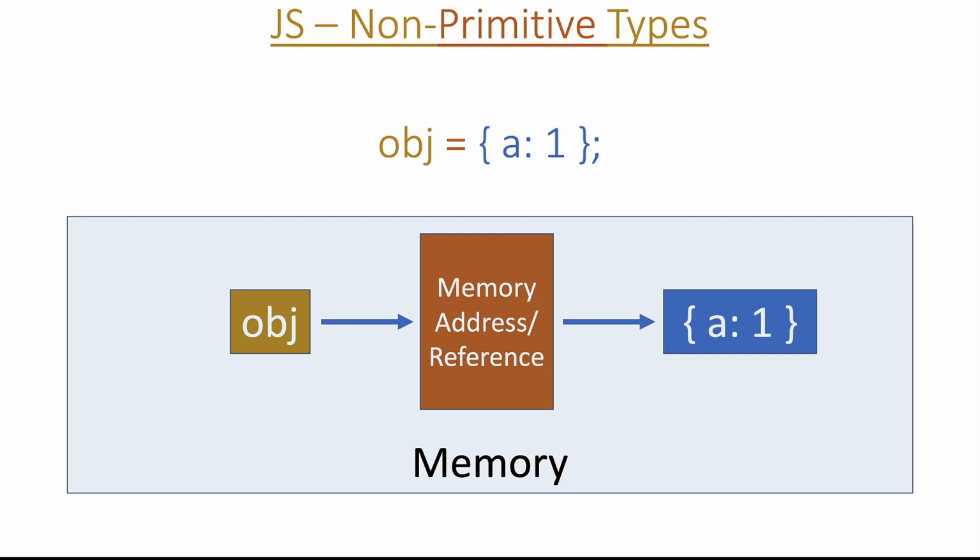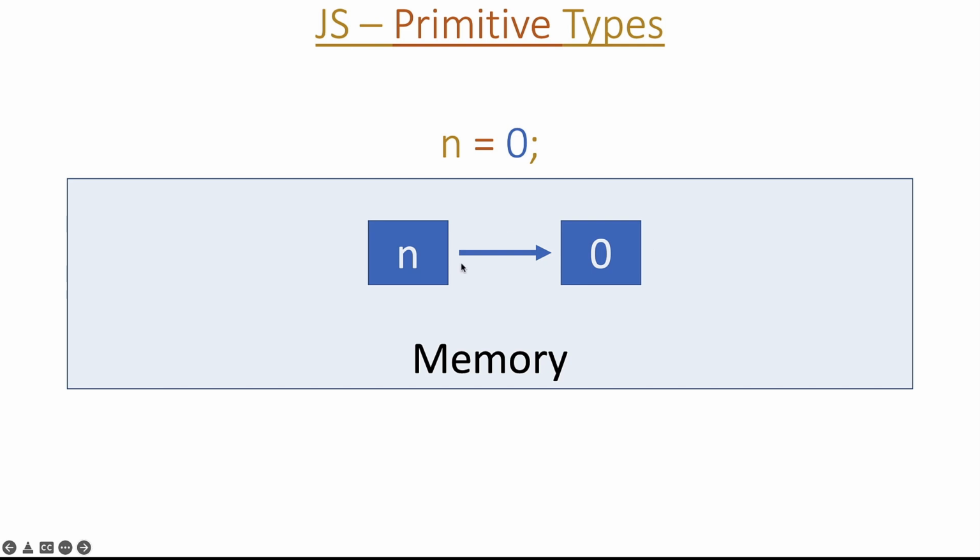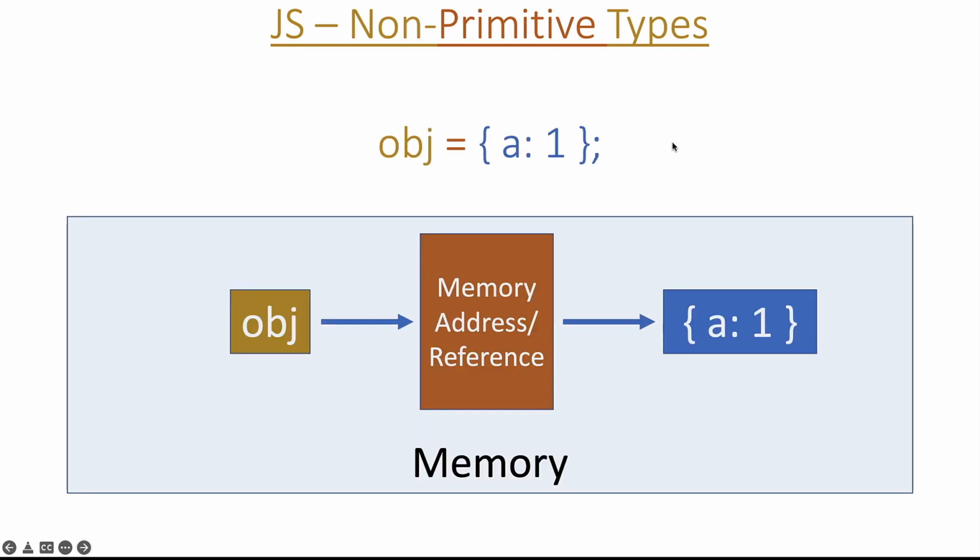So let me repeat that once again. The variable obj will point to the memory address or reference, which actually points to the actual memory location of the object. And this is the same for arrays as well. So for primitive types, the variable was directly pointing to the actual value, but for non-primitive types, the variable points to the reference, which then points to the actual value.